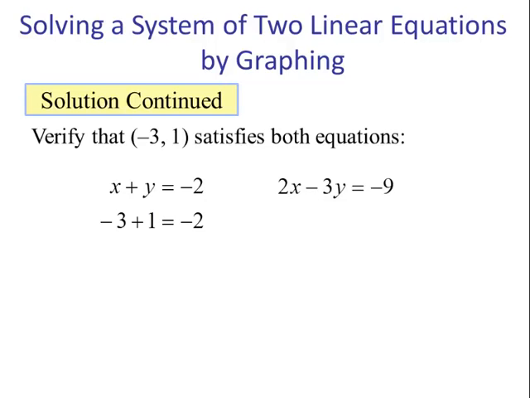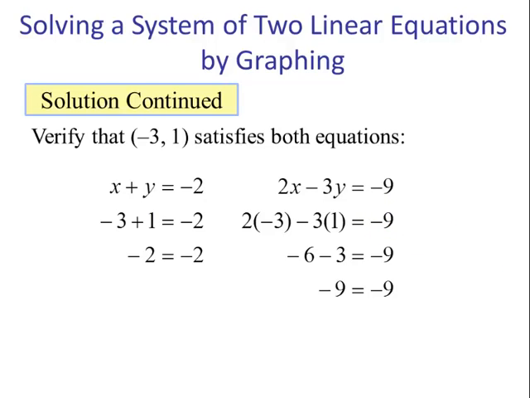To check our answer, we substitute them in both equations. So for the first one, we have -3 plus 1. Does that equal -2? And it does. For the second equation, we have 2 times -3 minus 3 times 1. Does that equal -9? So we have -6 minus 3, and that's -9. So it checks.